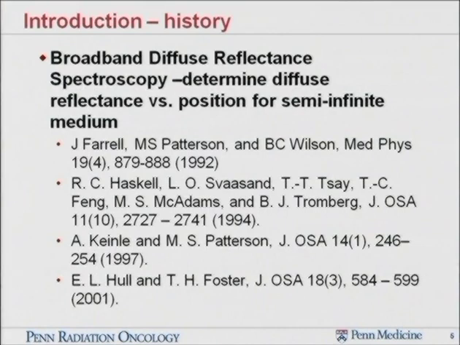This is by no means a complete list of literature, just a selection of the ones that are important. Broadband diffuse reflectance determines the diffuse reflectance as a function of distance on a semi-infinite medium. Farrell and Brian Wilson's group initially developed a formula for this diffuse reflectance as a function of distance. And other people, including Bruce Tromberg's group, have also worked out the formula, and they have very detailed papers on the boundary conditions. These are all classic papers.